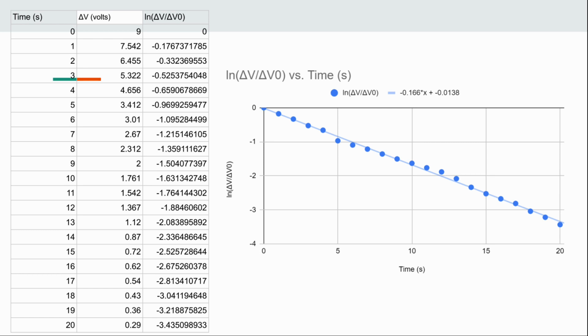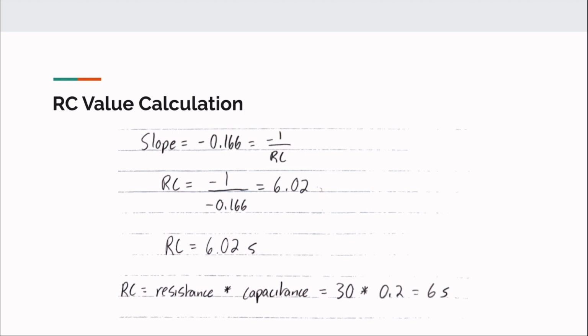So this is a table of values and a graph. For the table of values, I used a stopwatch and used the simulation to find these values. And then I found the linearized version, which is the third column of the table, to make the graph to the right. We can use the slope and the RC formula that I showed in the introduction slide to calculate the RC value. So these are my RC value calculations both experimentally and computationally.